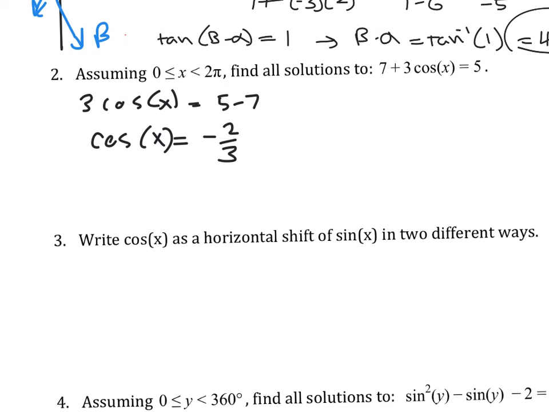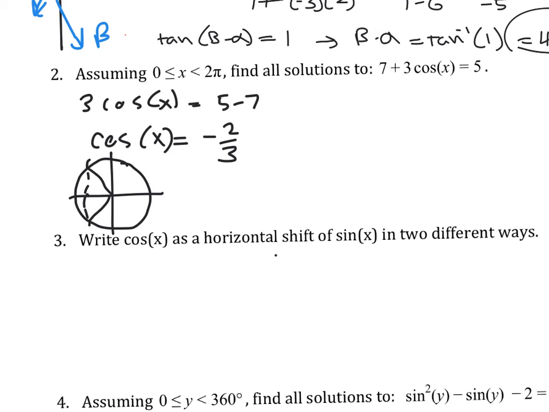All right, now let me think about what this looks like. If I drew a little unit circle, cosine of x is negative 2/3. That means I'm looking for, cosine is the x-coordinate on the unit circle, angles that match negative 2/3. So that would be this angle and this angle.